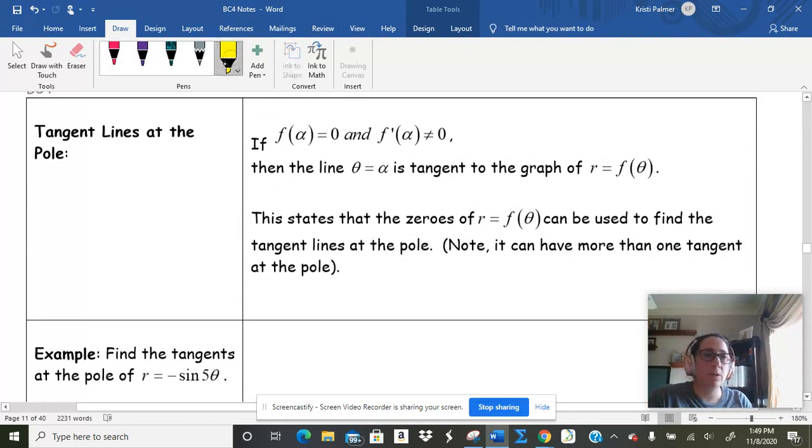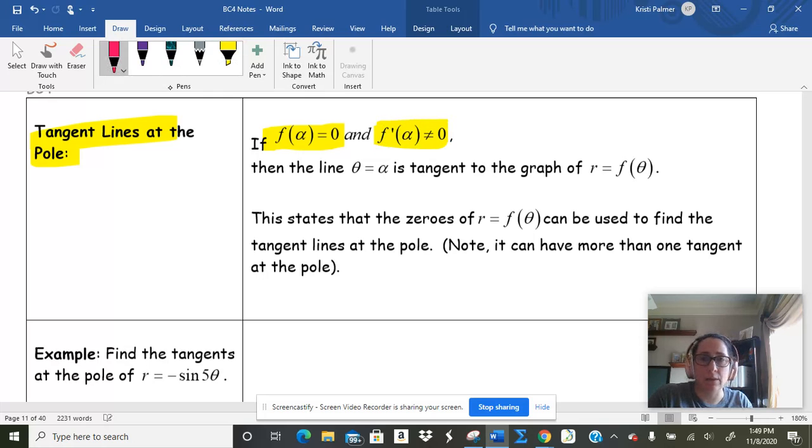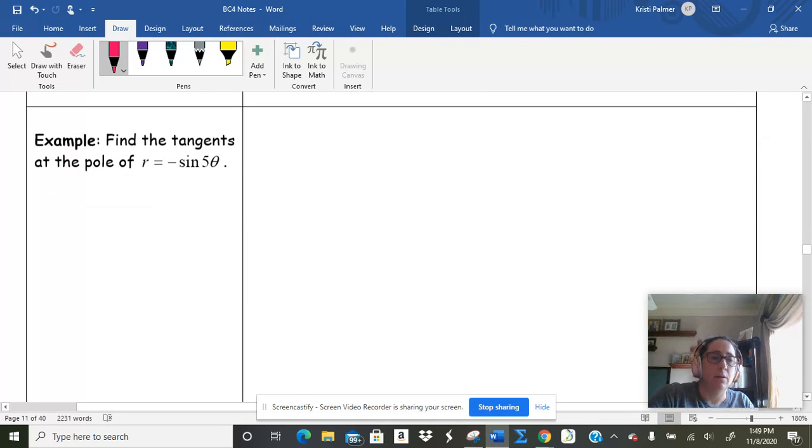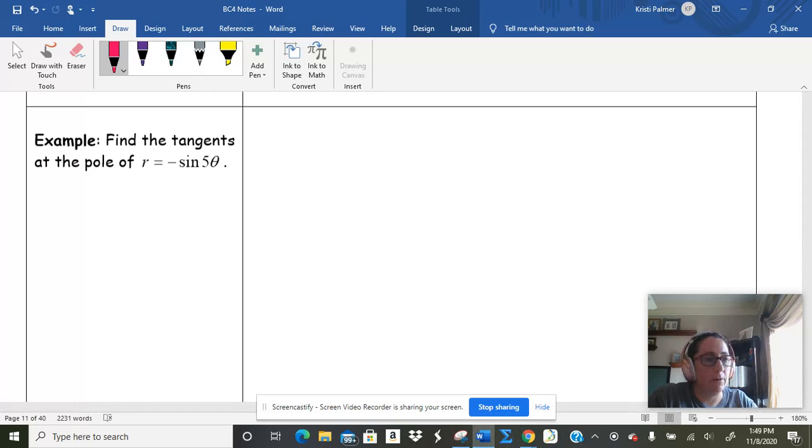Okay, so the next concept that we're going to talk about is a tangent line at the pole. So a tangent line at the pole is when you set the original function equal to 0 and you solve, but the derivative of that function is not 0. This is a tangent at the pole, and that's going to help us when we go to graph. And we're going to just barely touch on this one right here to look at the graph, and then we'll do some more, okay? So this wants me to find the tangents at the pole.